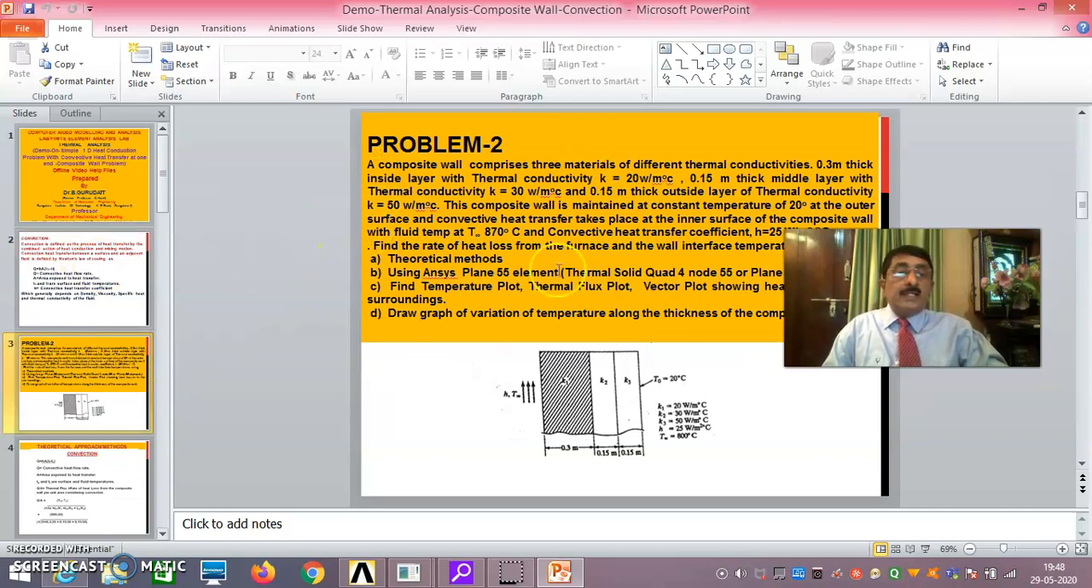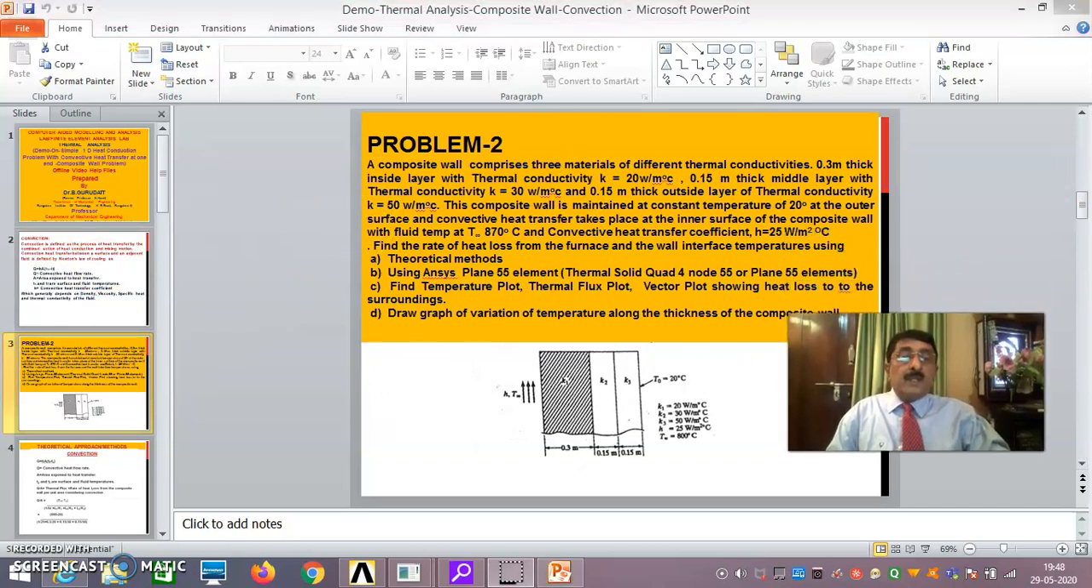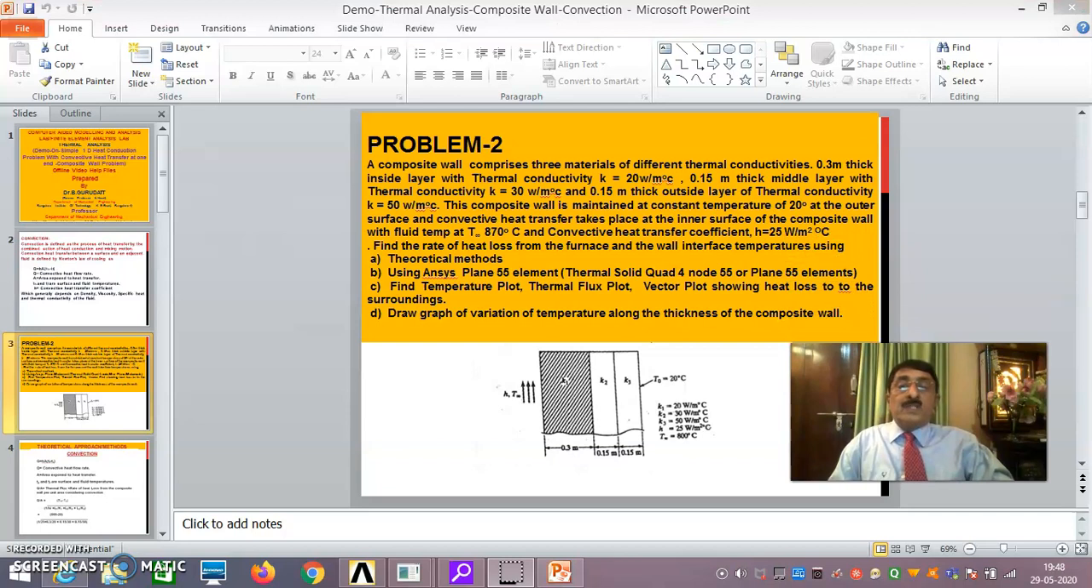Now, see here, there is a typical problem. There is a composite wall comprising three materials. It is typically called a composite wall problem, like the previous one I told you, the basic furnace wall problem. In the same way, it is a composite wall problem. Here there are three layers: layer 1, layer 2, layer 3. Layer 1 has a thickness of 0.3, layer 2 is 0.15, and layer 3 is also 0.15, all in meters.